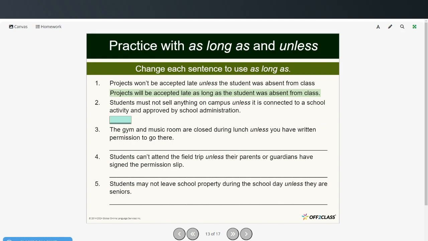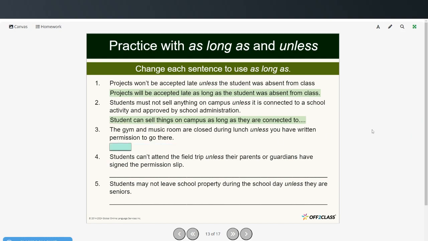Students must not sell anything on campus unless it is connected to a school activity and approved by school information. So students can sell things on campus as long as they are connected to a school activity.